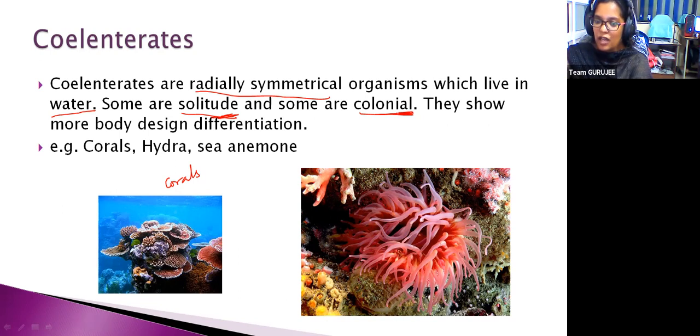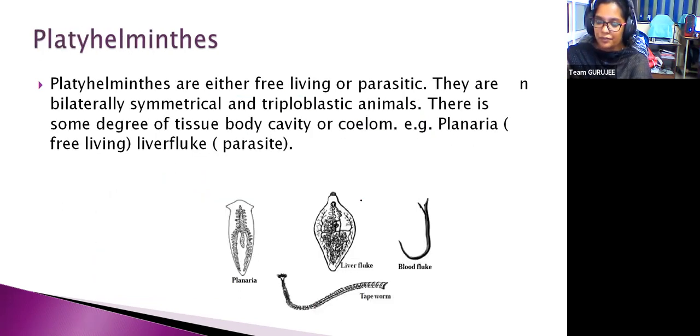Example: hydra, sea anemone, corals. Next type will be the platyhelminthes. So they are mostly parasitic. Example will be liver fluke, blood fluke, tapeworm. So they are collectively called as platyhelminthes.